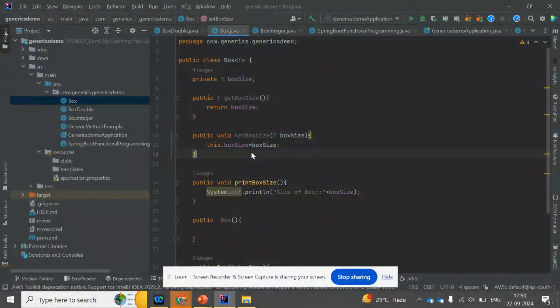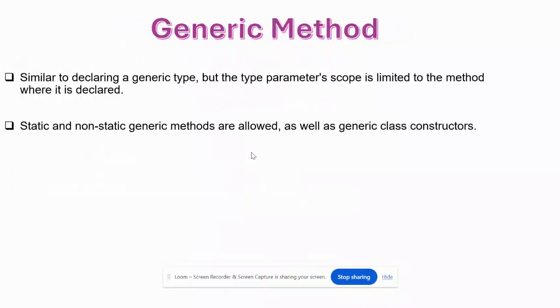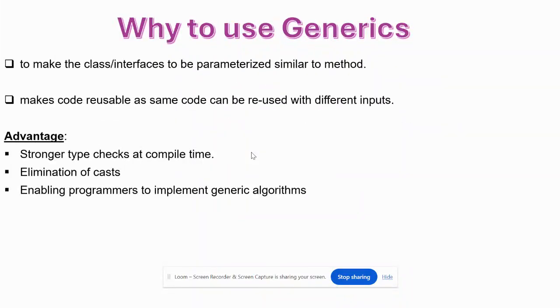So Generics will help me reduce the redundancy and reduce the code. It will allow me to write generic code which can be used by passing different data types. So there are some advantages of generics.